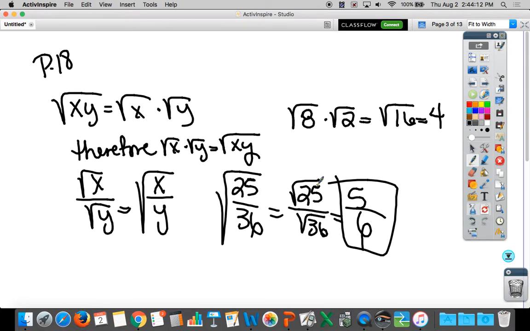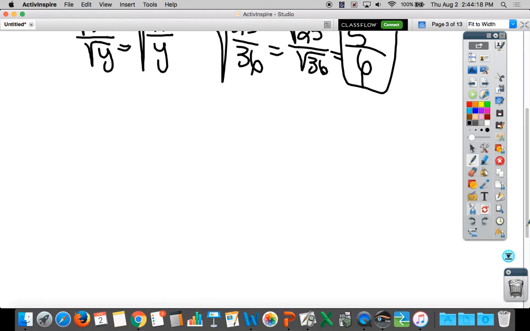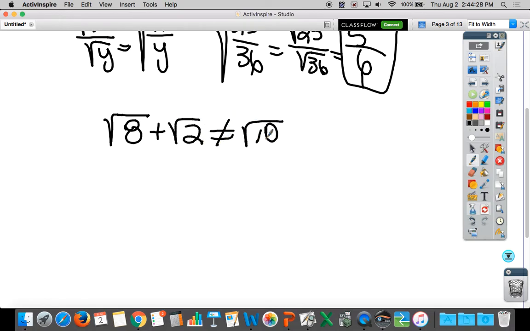What they cannot do is they cannot be added unless the radicals are the same. So, I cannot add the square root of 8 plus the square root of 2. That is not equal to the square root of 10. These are not the same. It's like as if this was x and y. I cannot put them together. Okay, they're two separate things.